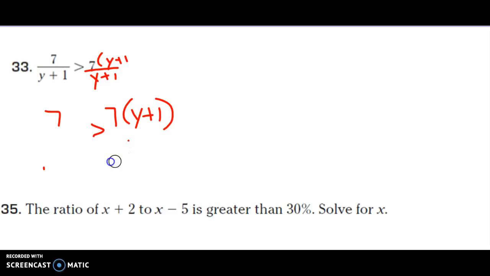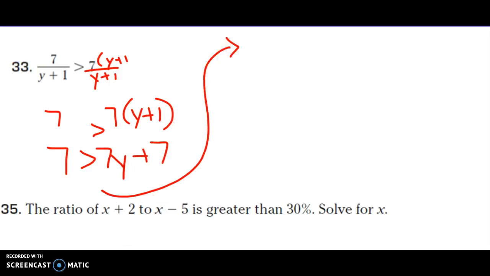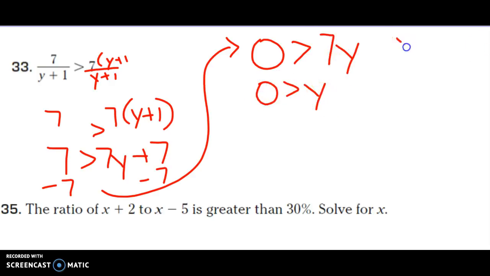And you get something like this. I'm feeling like this is going to be 0 or something, but I'm not sure. So 7 is greater than 7y plus 7. Yep, I'm thinking this is how it's going to go. Once you subtract 7 from both sides, you've got 0 is greater than 7y. And it doesn't matter what you divide by, 0 divided by anything is still 0. It's not undefined. So y is less than 0.